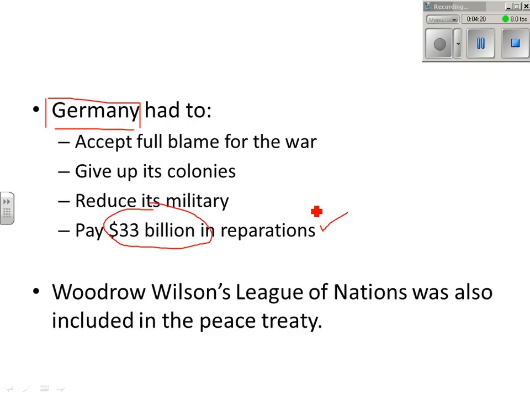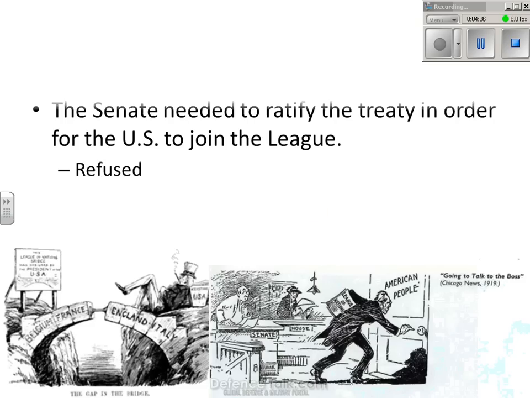And Wilson was able to push, remember this was his little baby, it's like Gollum in Lord of the Rings with my precious. Woodrow Wilson's precious was the League of Nations, and he pushed really hard to have that put into the treaty, which it eventually is. So now we look at how the United States goes about getting involved with the League of Nations. Now, obviously, Woodrow Wilson wanted us involved.